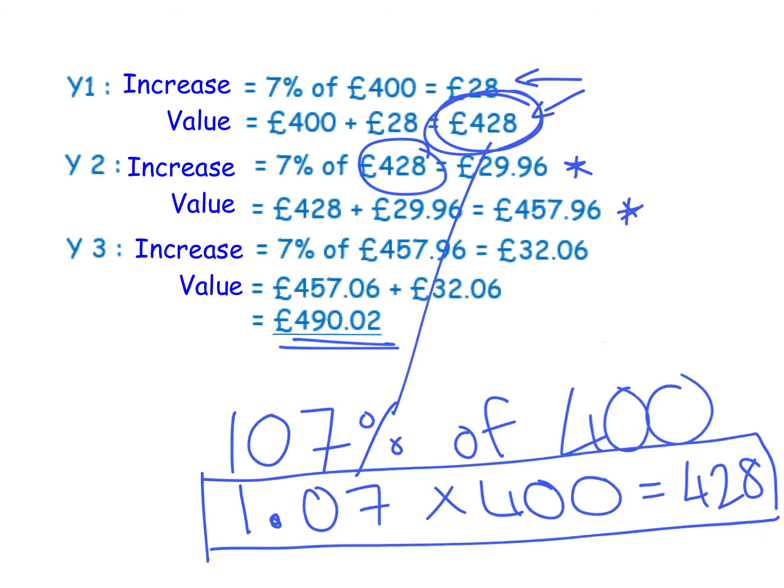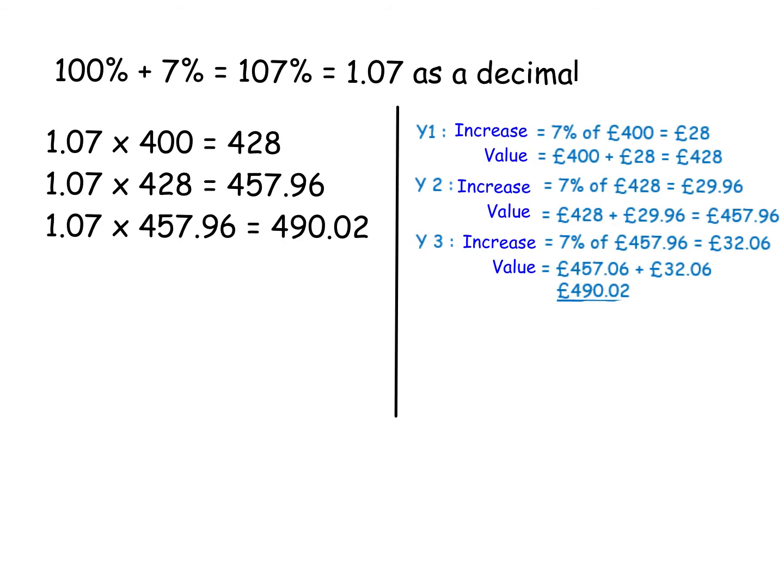Let's show you this in more detail. This is version 2 and this is version 1, just shown again on the screen for you. Look at the difference, it's half the working. Instead of finding all the wee interim bits like 7% and adding on, we're just going straight to 107%. So we're timesing by 1.07, then timesing our answer by 1.07 again, and then timesing our answer by 1.07 again, and look, we still get to the same value.